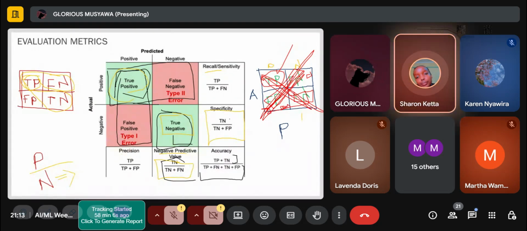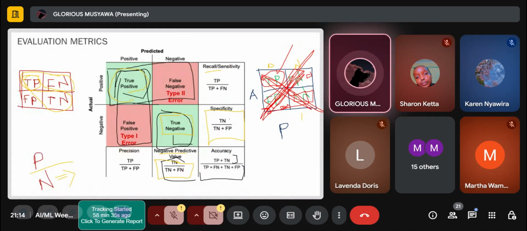I have a question. Yes. Is there a specific reason why, for example, in accuracy, we take the true positive plus the true negative over all of them, because we are trying to get the accurate outcome? But for the others, like recall, is there a specific reason why we take true positive over true positive plus false negative?